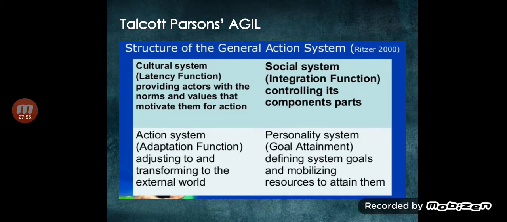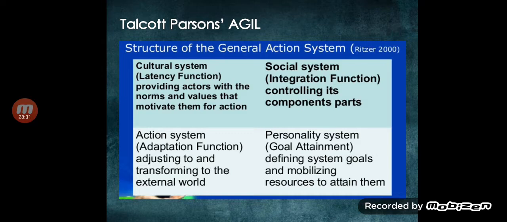Second one, the goal attainment. As an individual, you have to define the system goals and how to mobilize the resources in order to attain your goals. That is the personality system. It performs the goal attainment. Define your goal and try to mobilize all the resources on how you're going to attain the goal. Third one is the integration function.